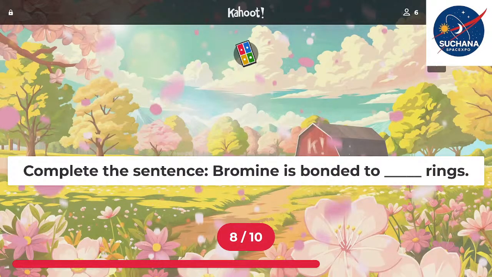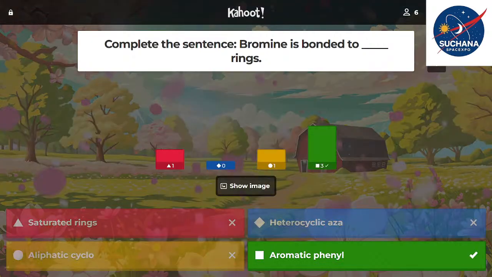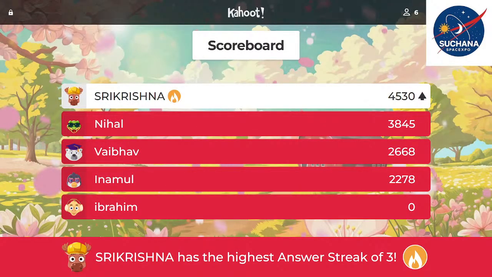Complete the sentence: bromine is bonded to dash rings. A. Saturated rings, B. Heterocyclic aza, C. Aliphatic cyclo, D. Aromatic phenyl. Very simple question, just from the structure of FR4. If you check the structure, you will get the answer. Yes, it is aromatic phenyl. So we have the scoreboard. Sri Krishna has the highest score.